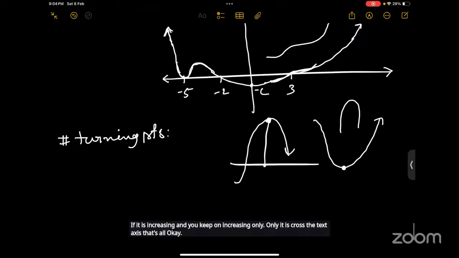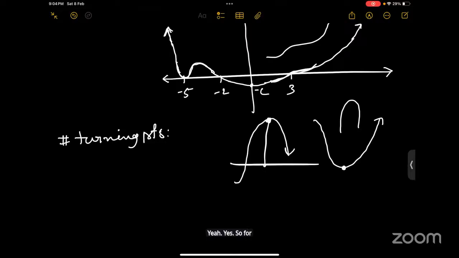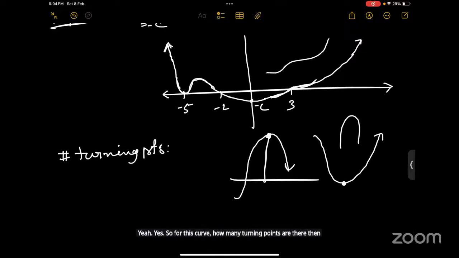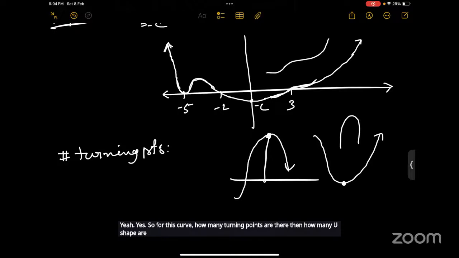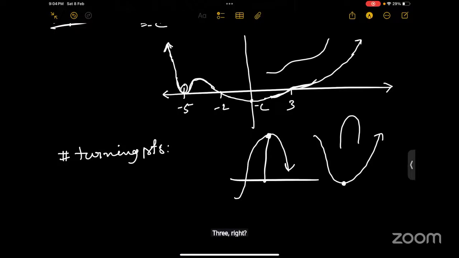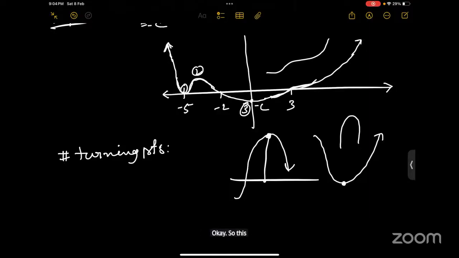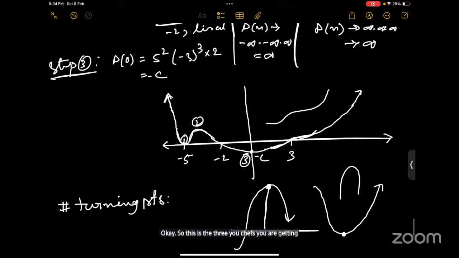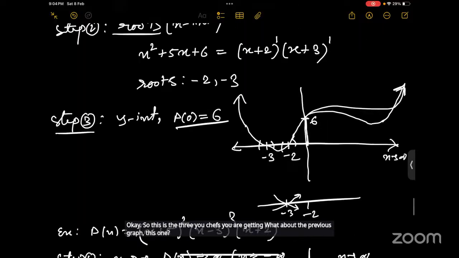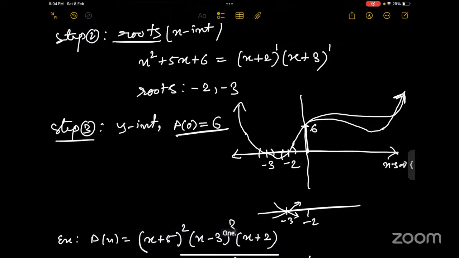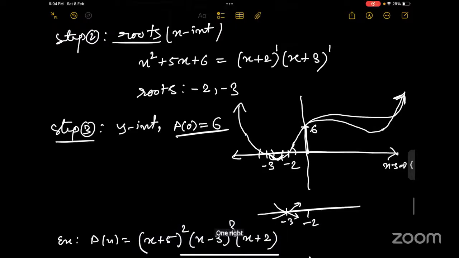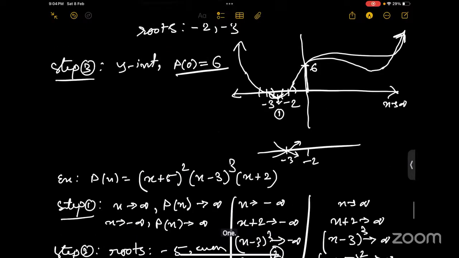So then for this curve, how many turning points are there? How many U shapes are you getting? 3, right? This is the first one, this is the second one, and this is the third one. Okay, ma'am. So these are the 3 U shapes you are getting. What about the previous graph? This one? 1, right? Only this one. So one turning point.